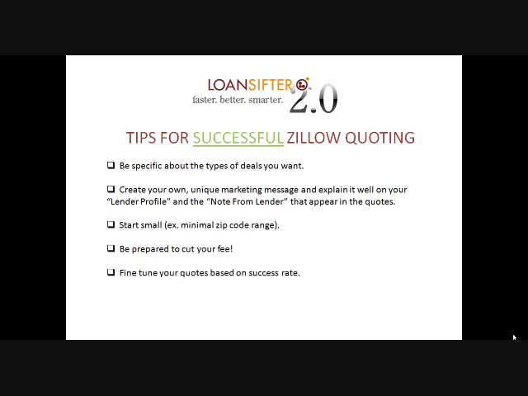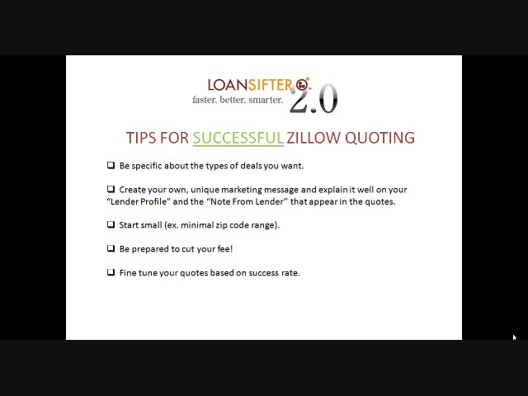Just as with every other type of new lead generation, there's an art form to it. You'll really want to take the time to work hard on your setup to ensure success. First of all, like I mentioned before, be really specific about the types of deals you want. If you know that you're extremely competitive when it comes to an FHA deal, or maybe you like doing purchases, as long as they're under 500 or 600,000 loan amounts, make sure that's the only deals that you get. Create your own unique marketing message and explain it really well on your lender profile and also in that note from your lender that appears in the quotes. These are really important pieces, guys. It's your only opportunity to tell people a little bit about yourself.